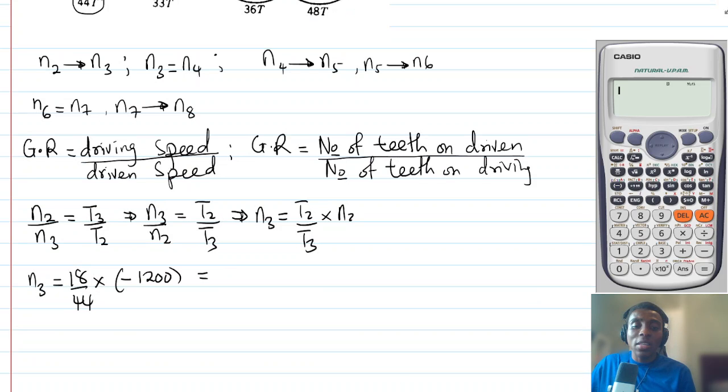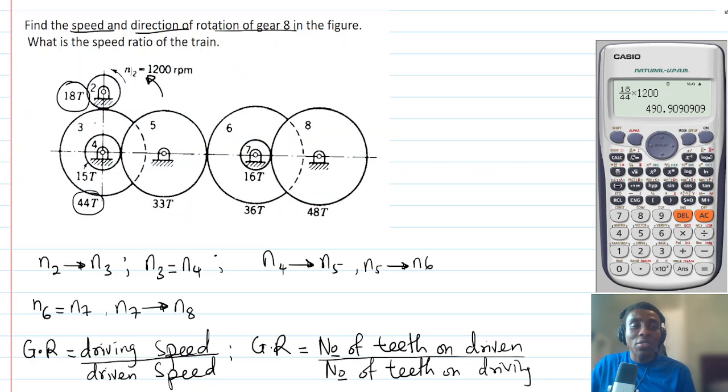So we have the speed here. What is this value? Let's all pick our calculators and do this together. That's 18 divided by 44 multiplied by 1200, and that's nothing but 490.91. So minus 490.91 RPM. And that's basically the speed of shaft 3.